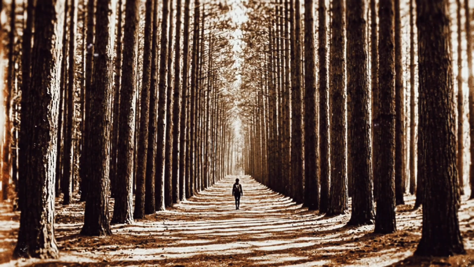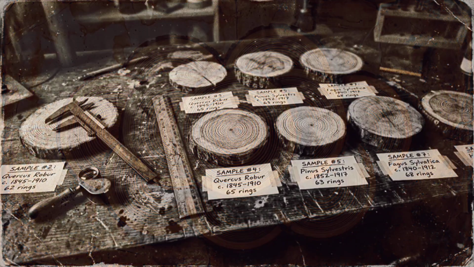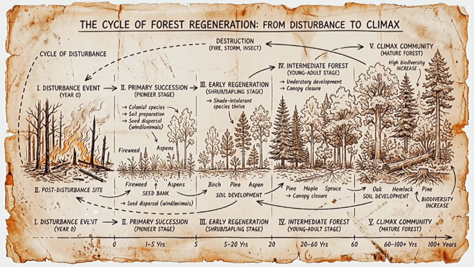There is also the matter of time. Tree age is not always immediately visible. It requires measurement, analysis, counting rings, comparing growth patterns. And when this is done, the results can be surprising, not because they are extraordinary, but because they are consistent. Large numbers of trees within a given area, beginning their growth within a relatively short window, a shared starting point.